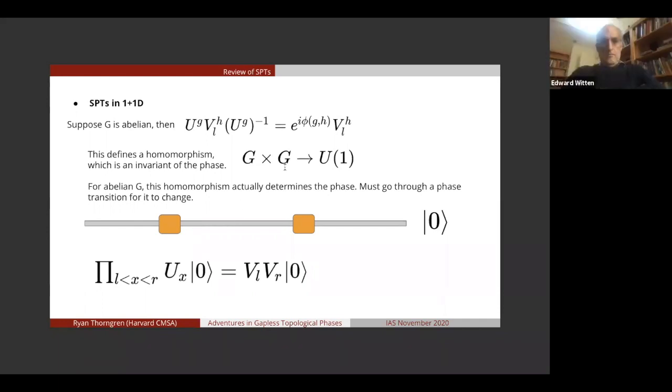So we have this map, G times G to U(1). And for abelian groups, this homomorphism actually determines the phase. And it's an invariant. We must go through a phase transition in the bulk, or we have to explicitly break the symmetry to change it.